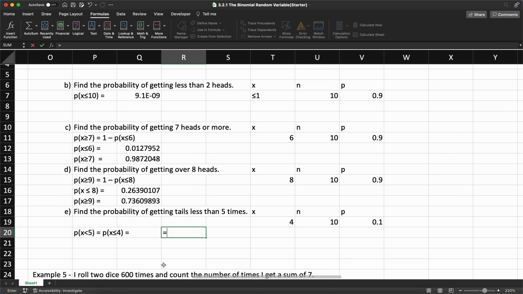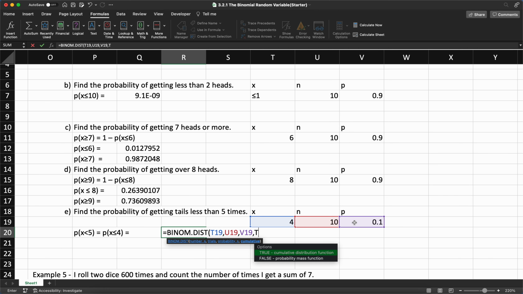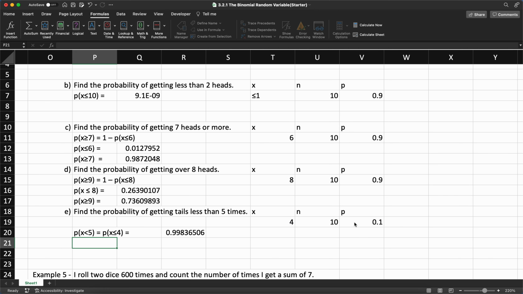which in this case is going to be Binom.DIST. We have x, n, p. We want this to be cumulative. So you get a 0.9983.